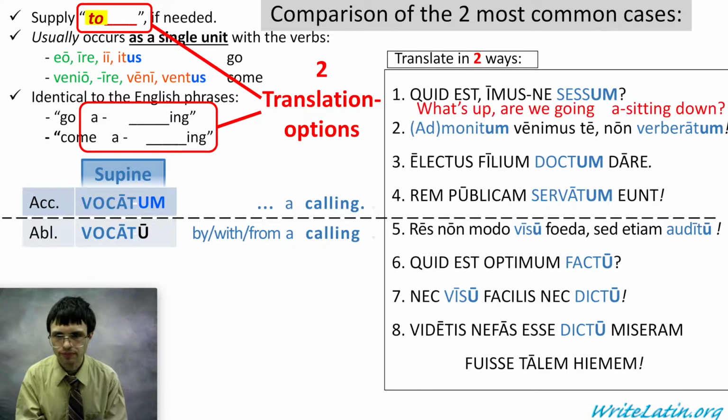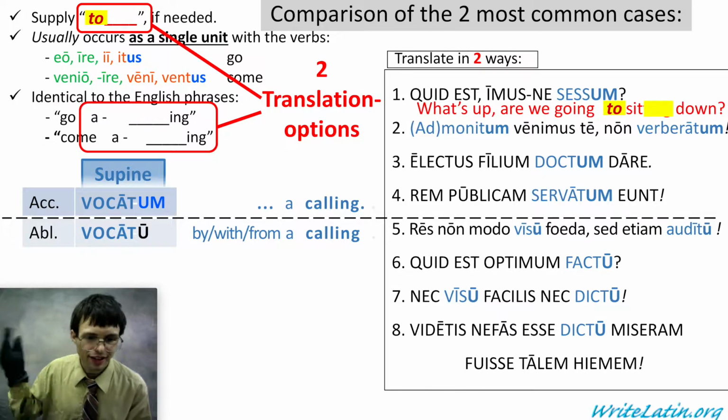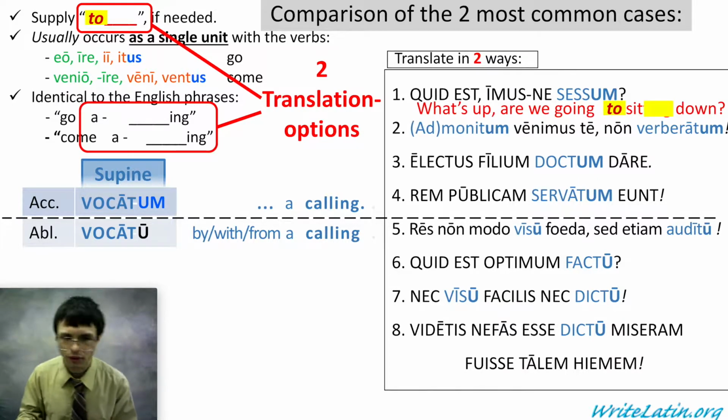And the answer? What's up? Are we going a-sitting down? That's one way to translate it. The other way is, are we going to sit down? Imus sessum. We go to sit down or we go a-sitting down. Either way. All right. So now you've got the hang of it. Now try number 2. Stop the video and start it when you're ready to see the answer.